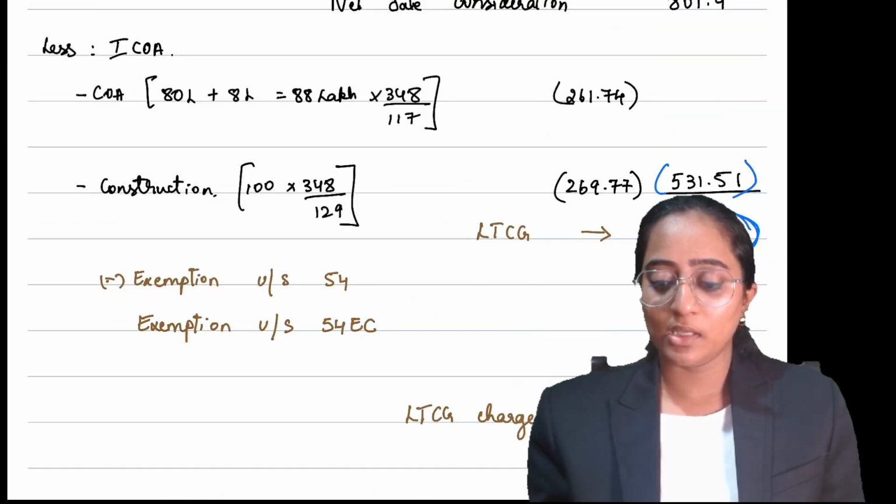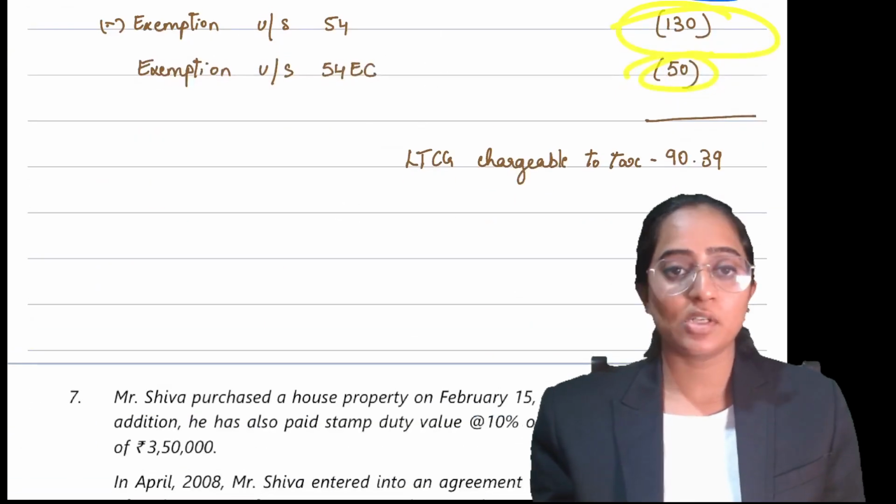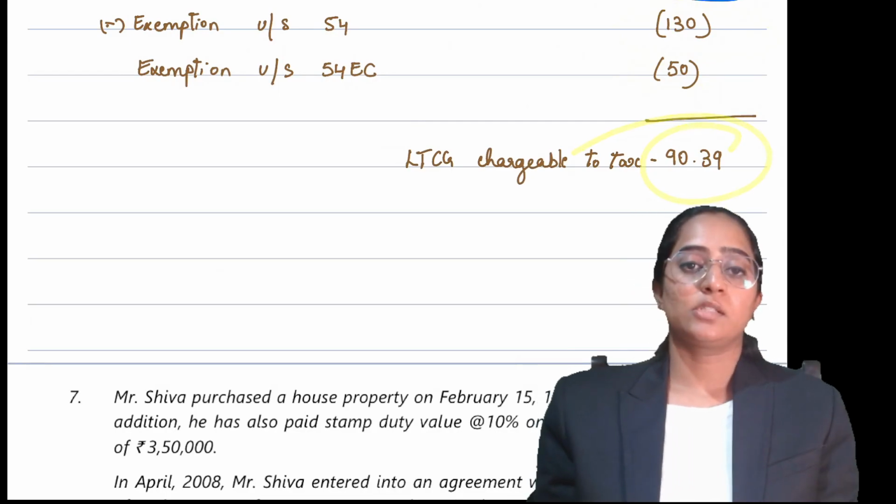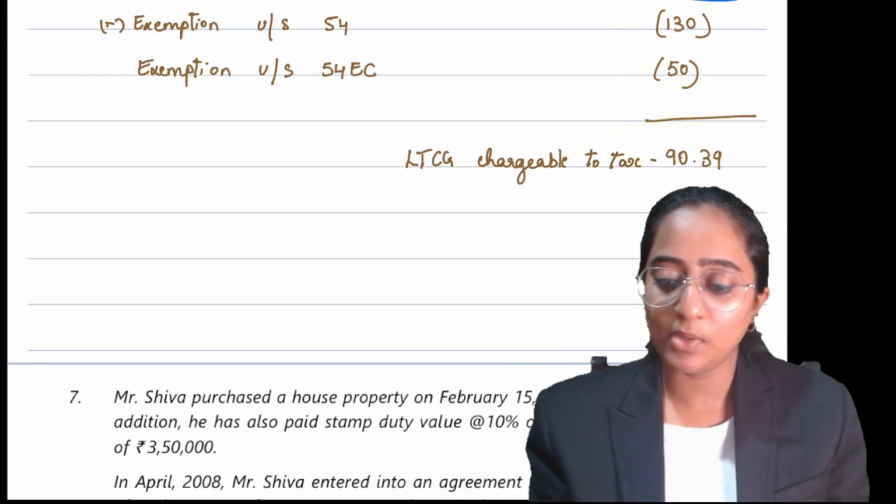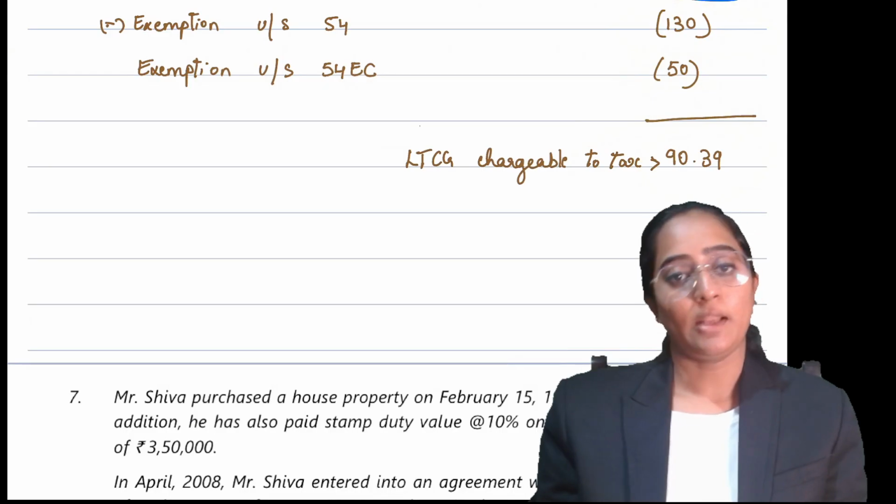So 50 lakh I have considered here, and 130 lakh as per section 54 I have considered here. Your capital gain that would be taxable would be 90.